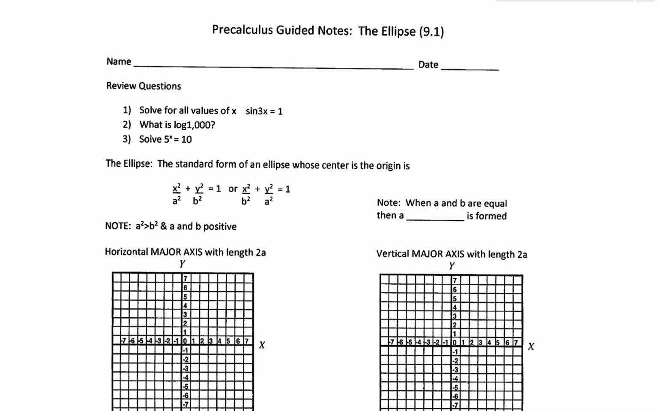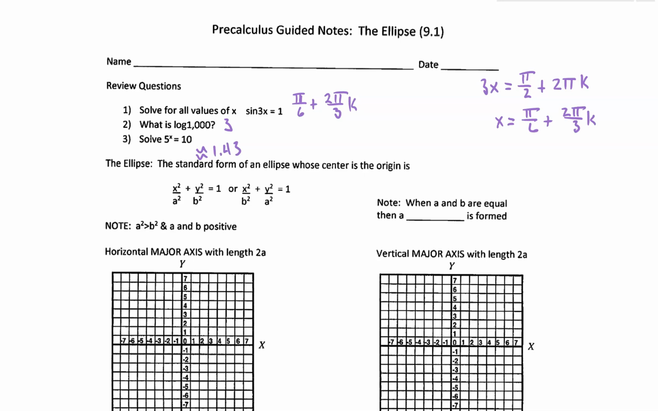This is Mr. Leisman. I'll be taking you through 9191A, which is dealing with ellipses. There are 3 review questions here. Please get to those, and then I'll come right back and we'll talk about them. Pause the video.